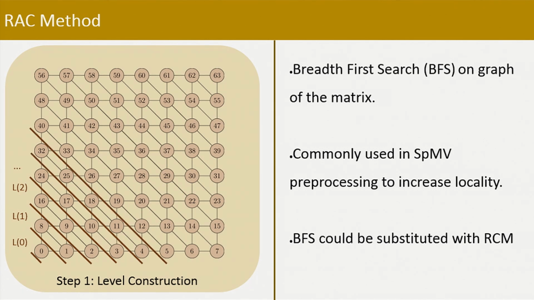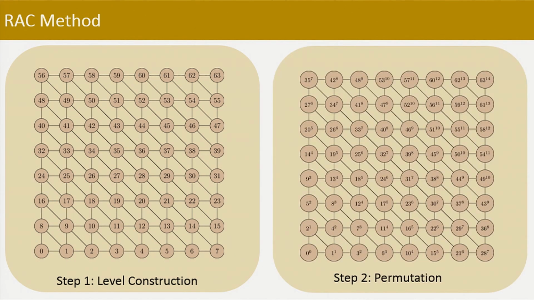And in this case, we have 15 levels numbered 0 to 14. L of I here denotes ith level. This step can also be substituted with RCM instead of BFS, bandwidth reduction. Once the levels are constructed, we then permute the matrix according to the levels. So vertices of the graph now get renumbered in the order of increasing level numbers.